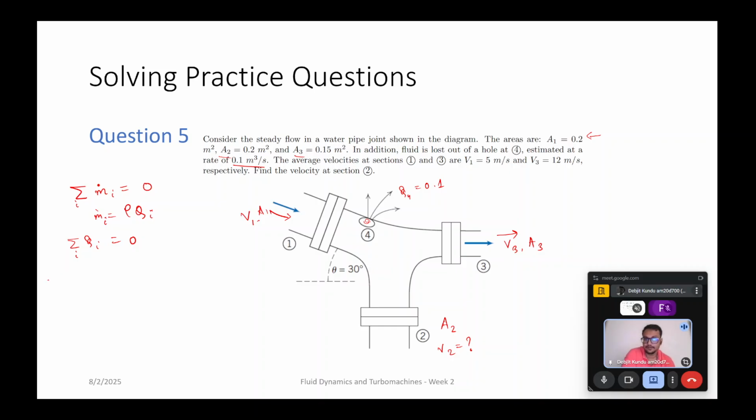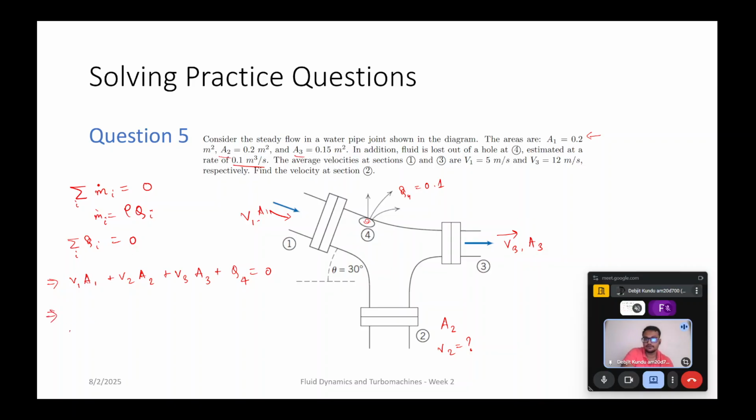Okay. So now let's just break it down into all of these components. So first of all, V1 A1 plus V2 A2 plus V3 A3. And we already know what V4 A4 as a product is. So I'll just call that Q4, is equal to 0.